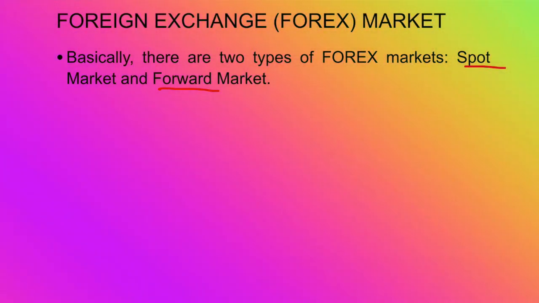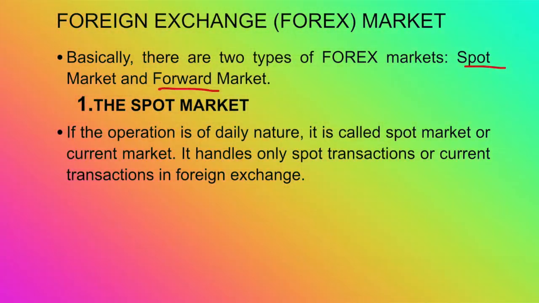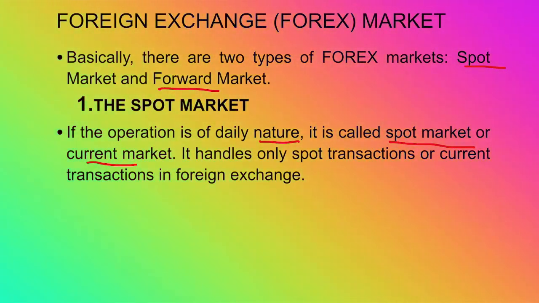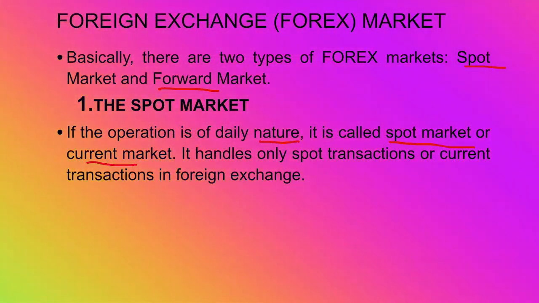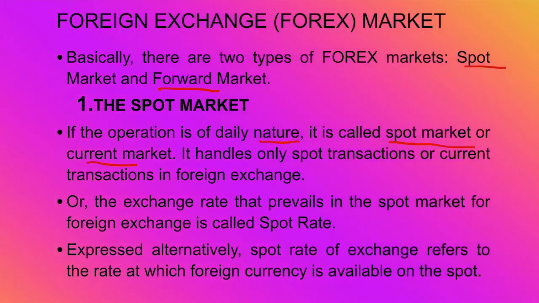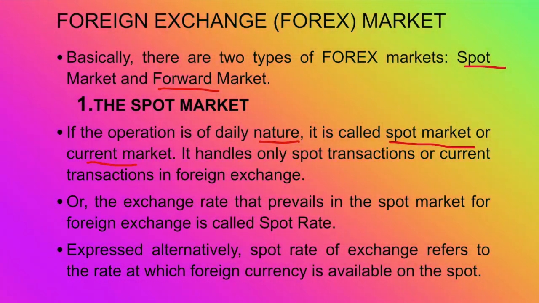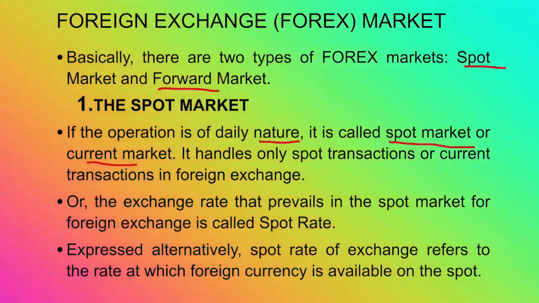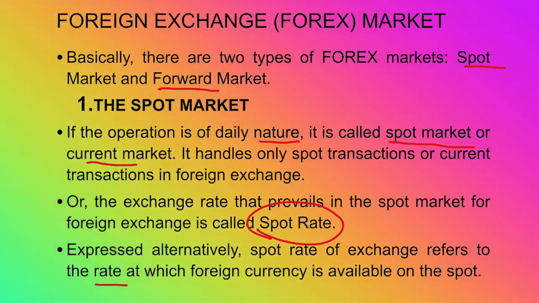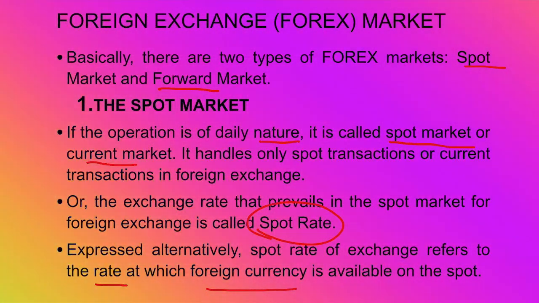The first one is the spot market. If the operation is of a daily nature, it is called the spot market or current market. It handles only spot transactions or current transactions in foreign exchange. The exchange rate that prevails in the spot market for foreign exchange is called the spot rate. Expressed alternatively, the spot rate of exchange refers to the rate at which foreign currency is available on the spot.